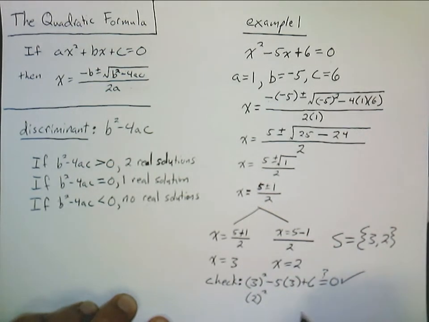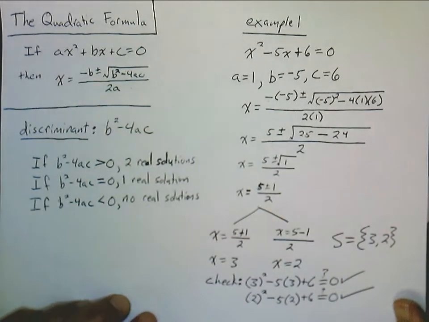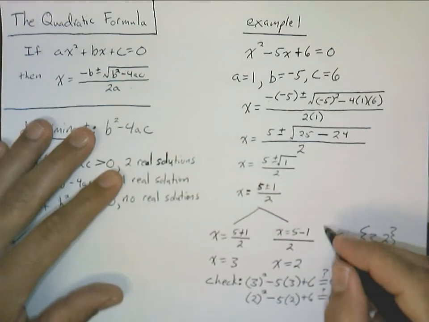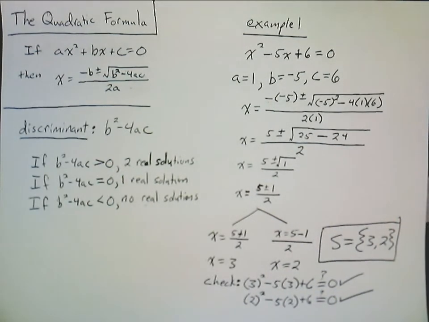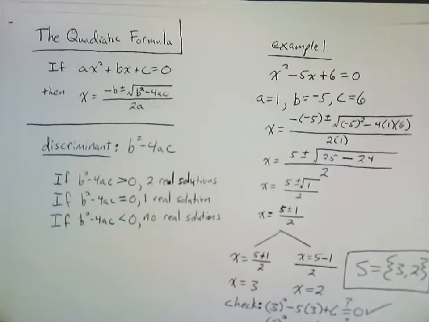But then let's check the other one. 2 squared minus 5 times 2 plus 6. We ask ourselves, is that actually equal to 0? 2 squared is 4. Minus 10 is negative 6 plus 6. Yep, that's also 0. So those are our two solutions. Those work. There's our solution set. Pretty simple. Let's try one more example.